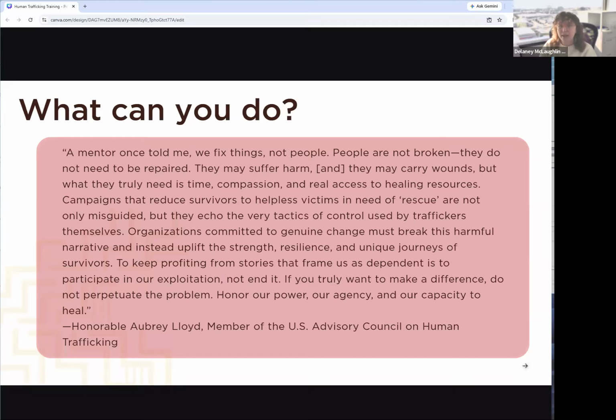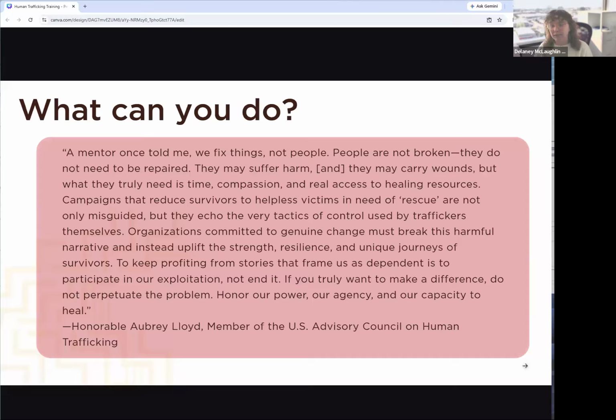capacity to heal. I thought that was really important because I think it emphasizes centering a survivor in their own story, as well as, even if it is well intentioned, moving away from this rescue language because it is harmful. Yeah. So now I'm going to talk a little bit about my agency and what we do.